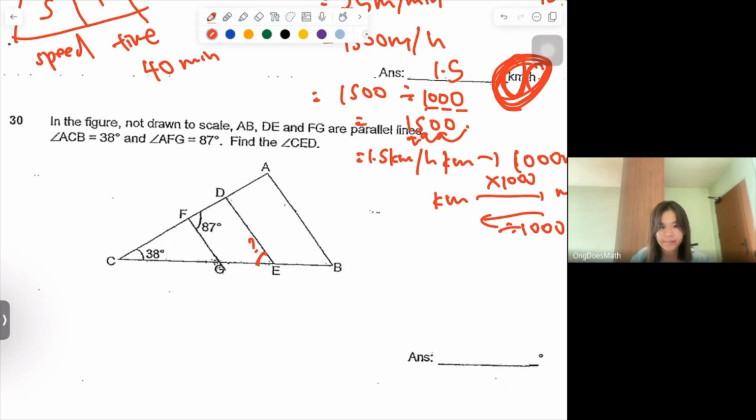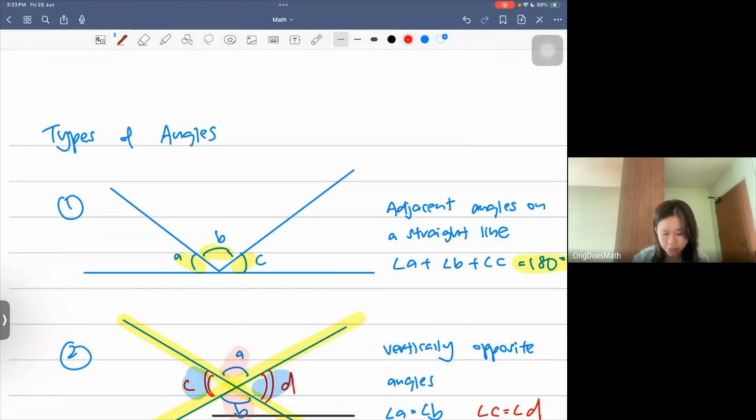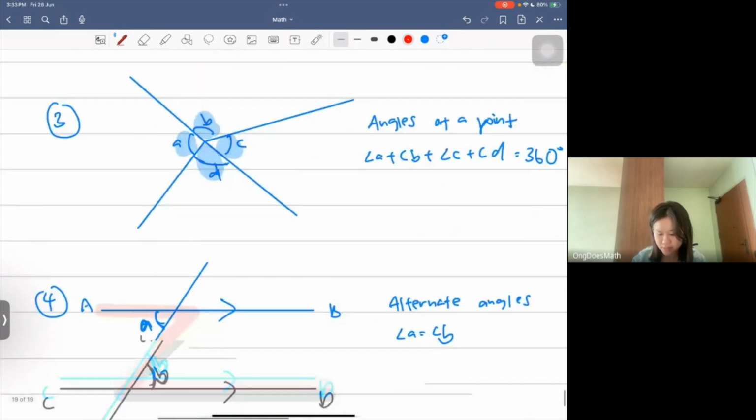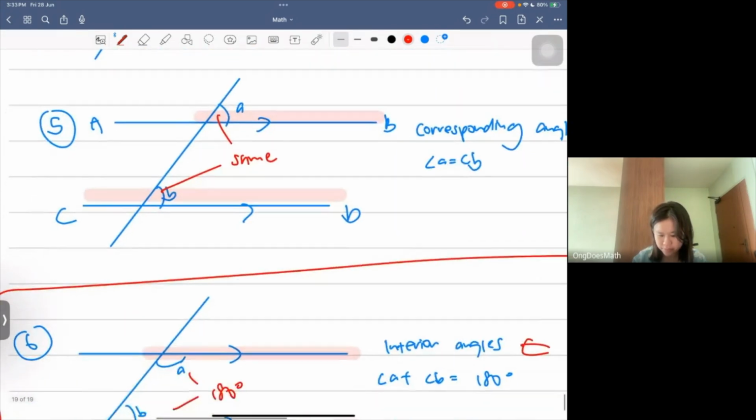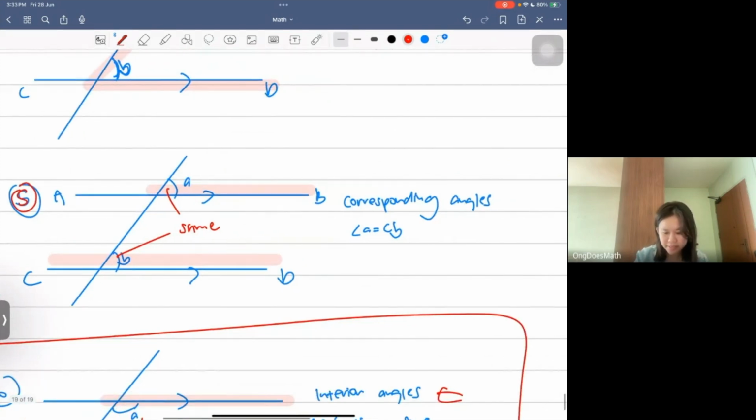Okay, so let's do it step by step. ABD and FG are parallel lines. So where's AB? AB is here, D is here, FG is here. So we can already recall some concepts, right? I'll tell you what properties we'll use in this question. We'll need to use, 1, adjacent angles on a straight line add up to 180. We'll also be using corresponding angles. This guy over here. Corresponding angles means this angle and this angle are the same.